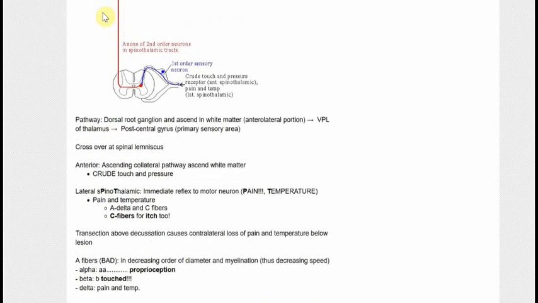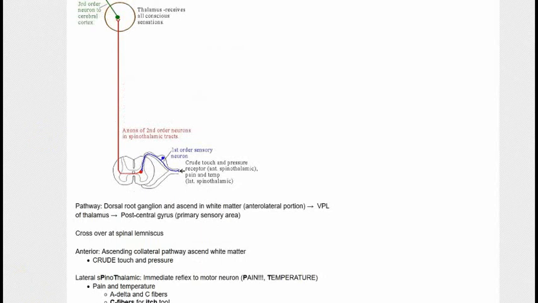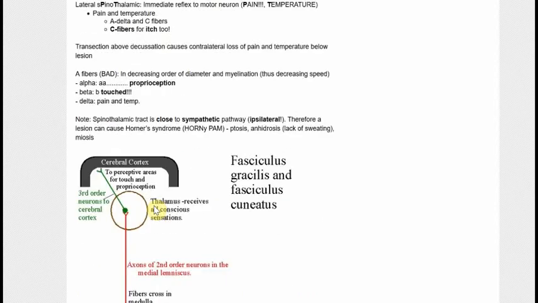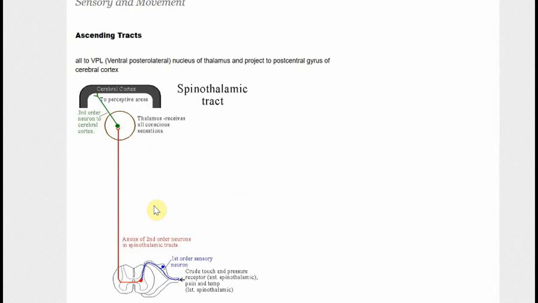And finally, your anterolateral spinothalamic tracts. Your lateral, P is for pain, T is for temperature, and your anterior is for the crude touch and pressure. Like the posterior column, it also crosses in the second order, but it crosses straight away at the level of the spinal cord, which is the spinal lemniscus, in the second order neuron, as you can see there. Before heading to the VPL, ventral posterolateral thalamus, and then from the third order there to the cerebral cortex.